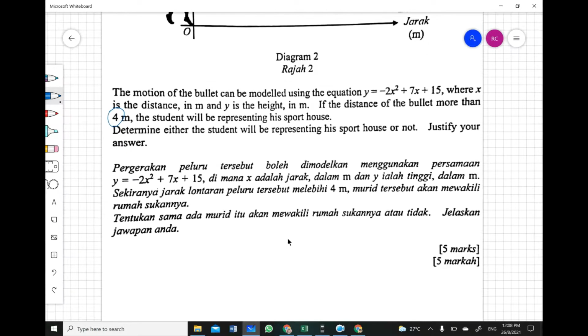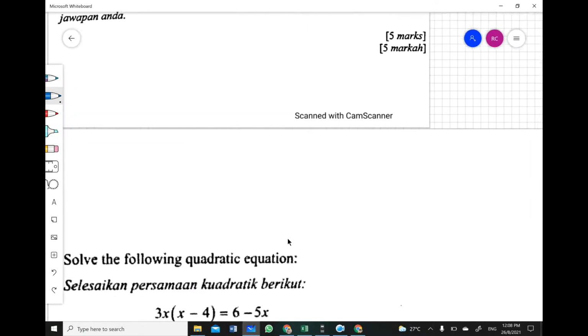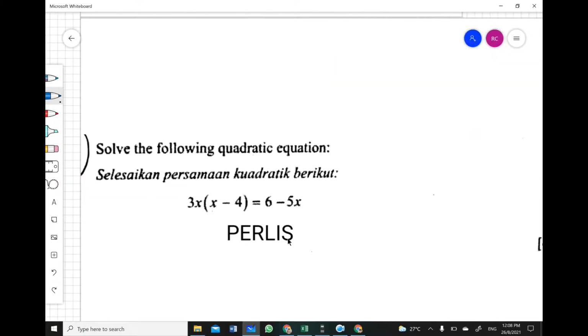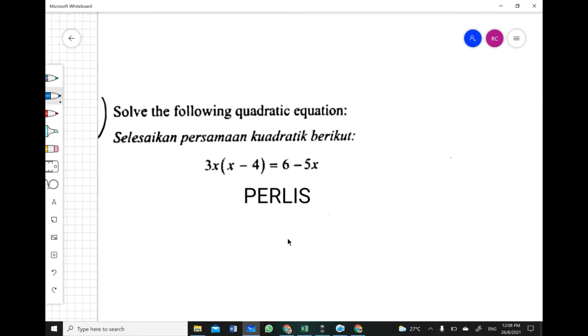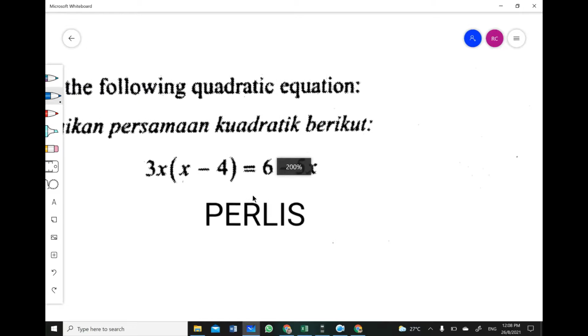Now the next question here. This is from Police. Solve the following quadratic equation. So we have 3x in bracket x minus 4 equal to 6 minus 5x. I'll make it bigger. Solve this. I think 1 or 2 minutes also will do. After that, you type your answer in the chat.